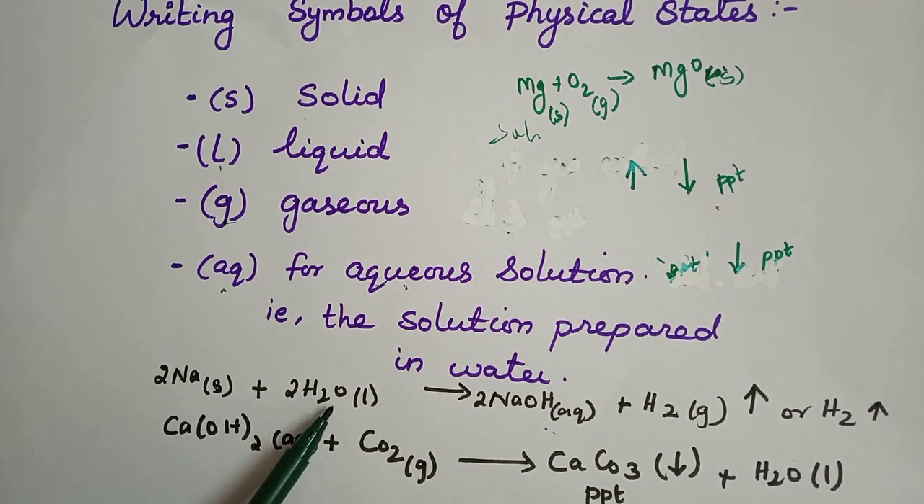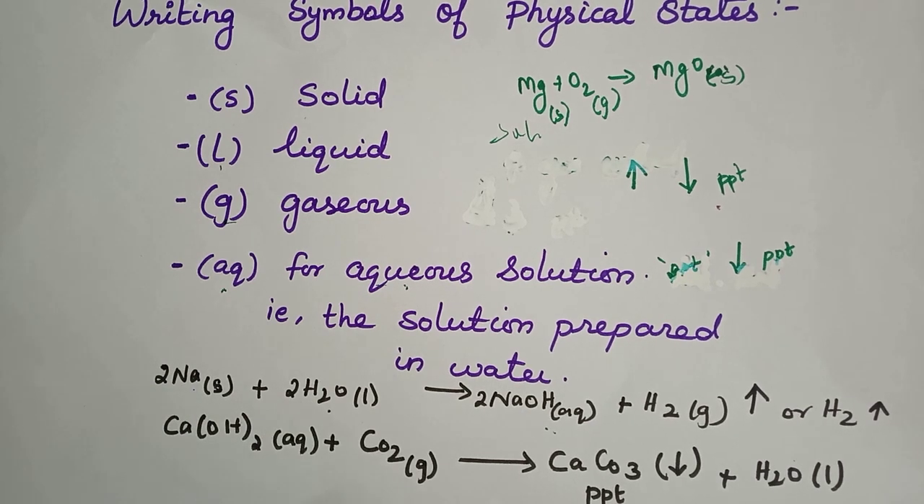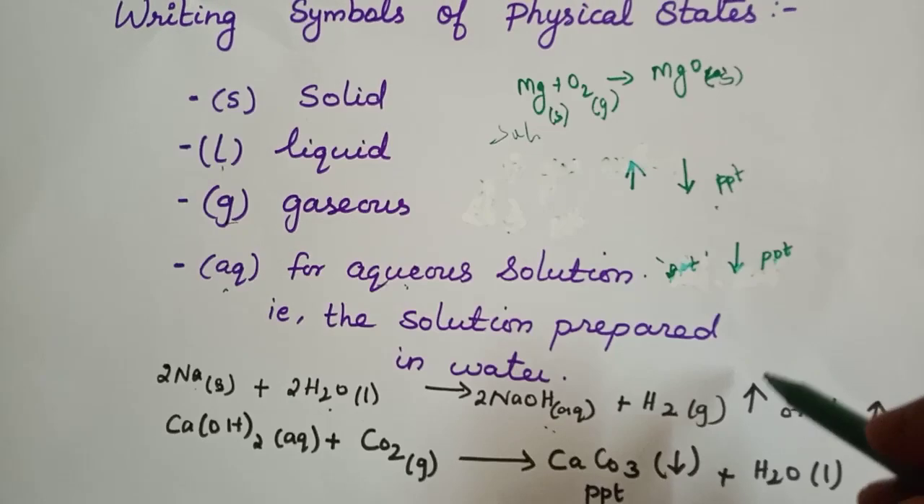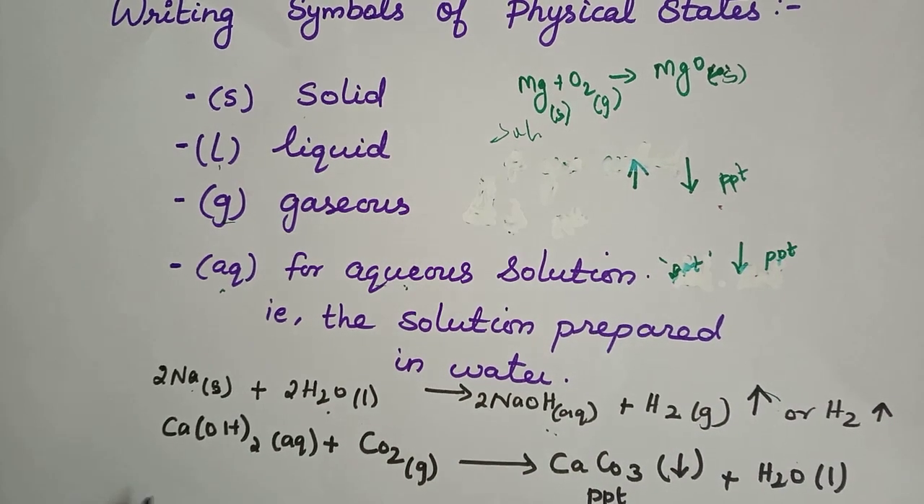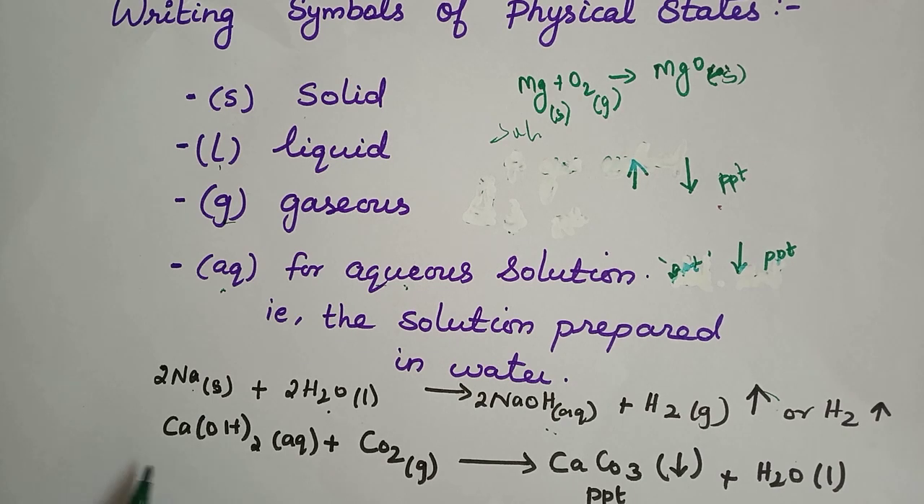Okay, water is a liquid, it is only mixing. So sodium plus water, then what do we get? Sodium hydroxide plus hydrogen gas evolved. So we put the upwards arrow mark. And next, see calcium hydroxide: it is already mixed with water, so it is called an aqueous solution. With the gas, what do we get? Calcium carbonate, a precipitate. It will not mix with water, we get a new product. So we put the downwards arrow mark.